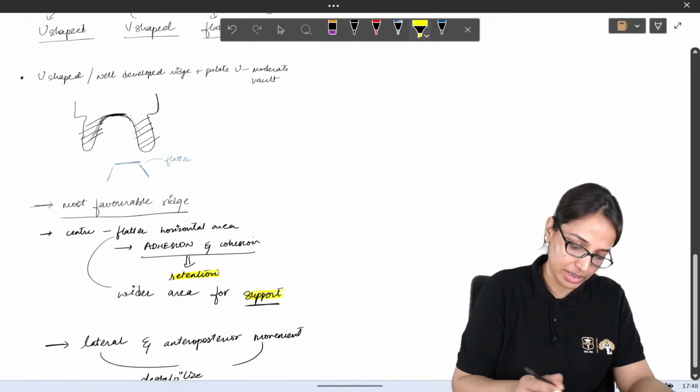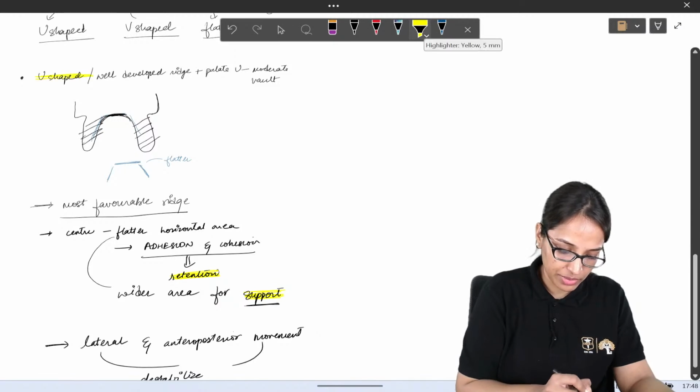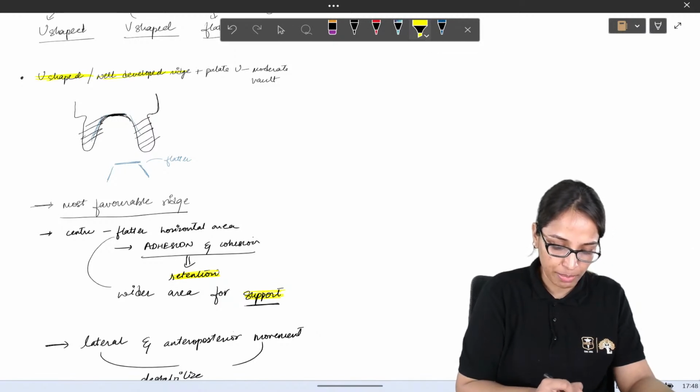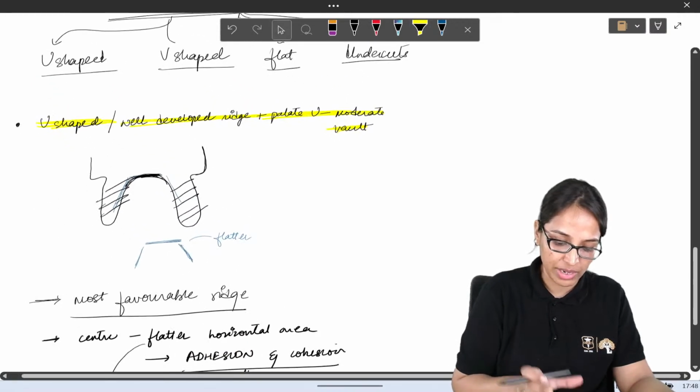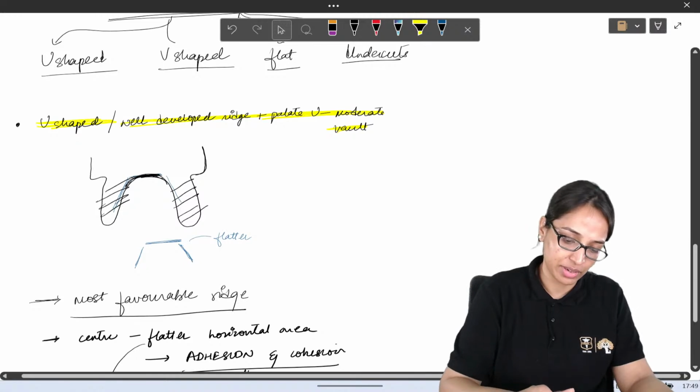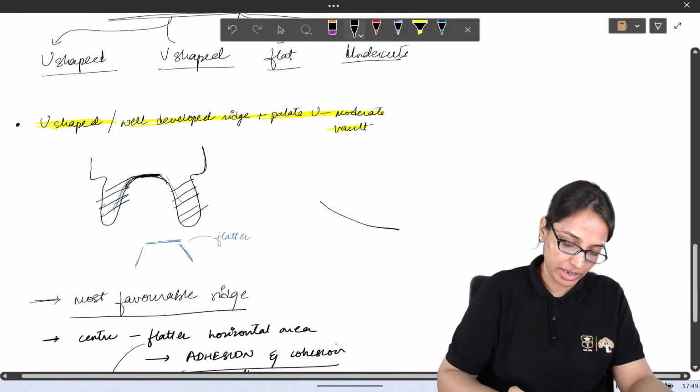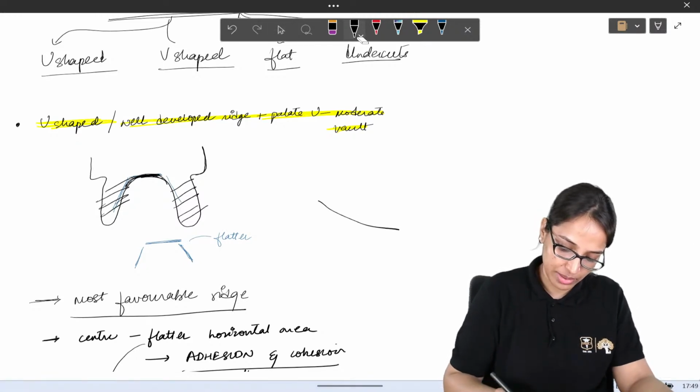That is why we call the U-shaped ridge, or rather U-shaped palate with a well-developed ridge, one of the most favorable kinds of residual alveolar ridge anatomy and morphology that we see.